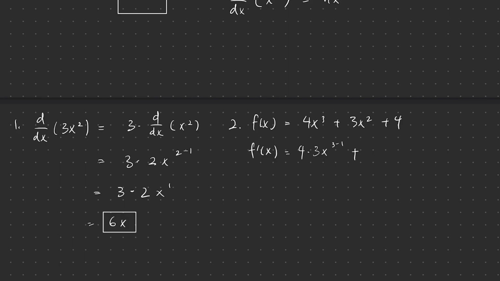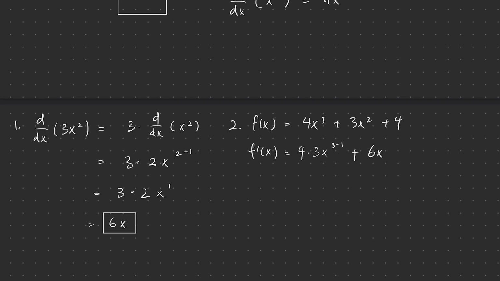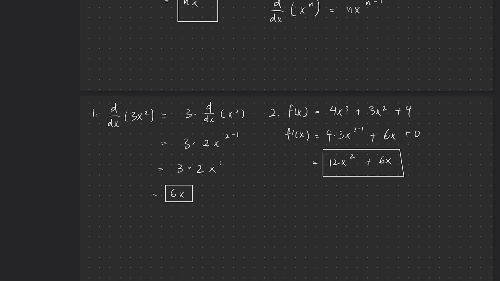So now we can just think about the derivative of 3x squared, and we already did that, and it is 6x. And the derivative of any constant is always 0, because remember, a derivative is the slope of any function, and if we have a function with a constant y value, the slope will always be 0. So the derivative of 4 is just 0. And this gives us 12x squared plus 6x as our derivative. And yeah, that's the power rule. It's probably one of the most important rules, and you use this a lot. So yeah.